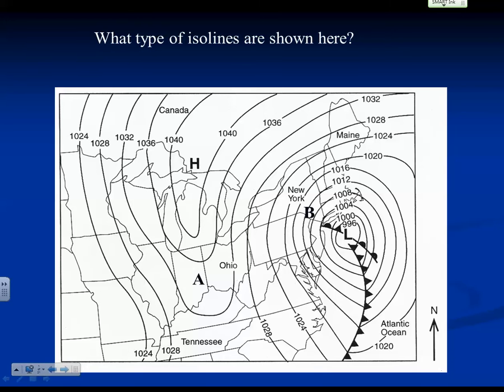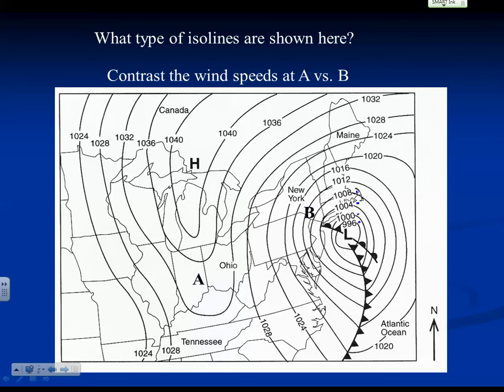So, question on this map: what type of isolines are shown here? You can see 996 starting at the center of the low, working our way out from there to 1000, 1004, 1008. These are not temperatures. These are air pressures, barometric pressure, and these are isobars.